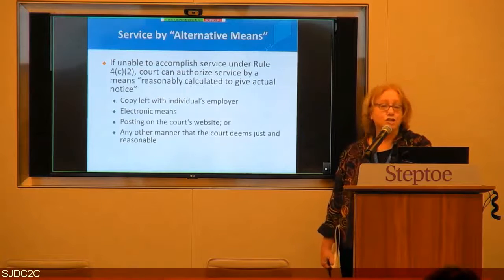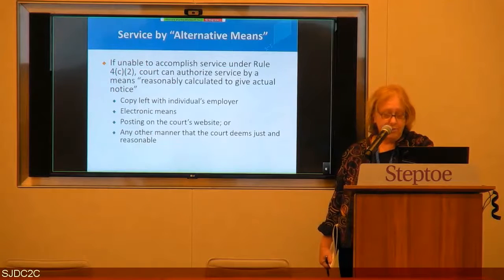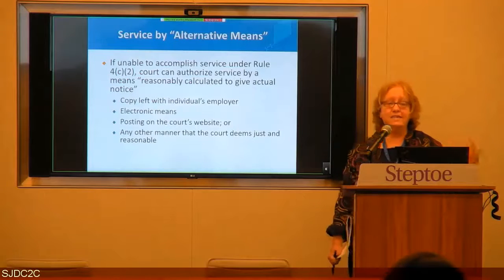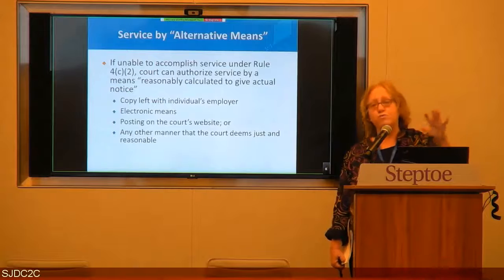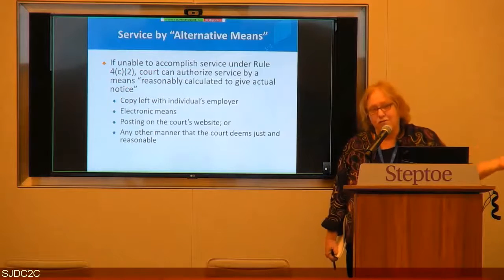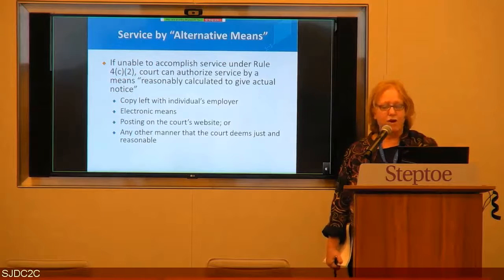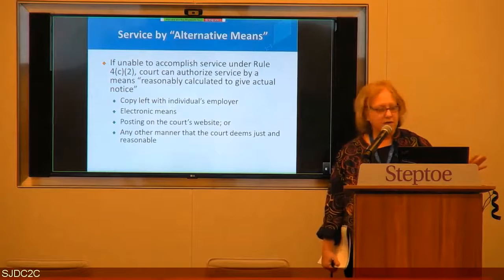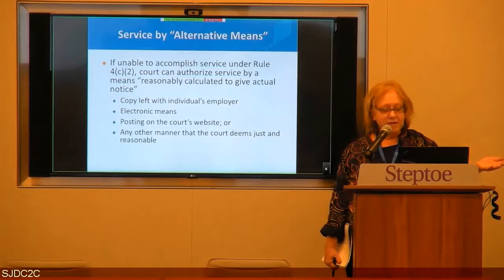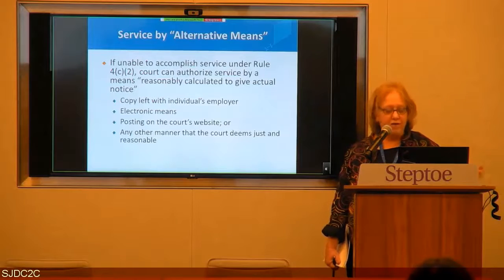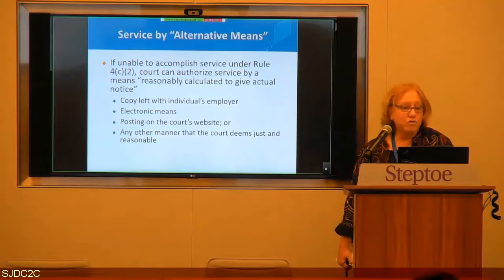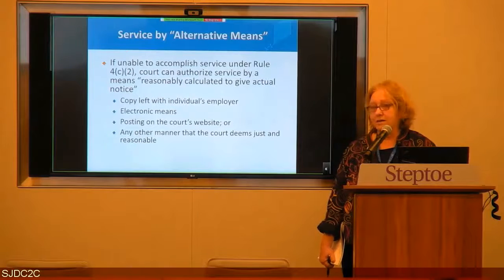Service by alternative means is new in the November 2018 rules. And it's kind of up for grabs. The rule gives some examples. I think the idea is, again, that probably you do need to, well, the rule actually says you need to have tried to effect personal service, but if you can't, the court can authorize some other means, not just publication or posting in the courthouse, but electronic means, leaving it with the employer. They sort of give some examples, but it's very open-ended at this point. So I think it's an interesting area for advocacy to think about how to do that.